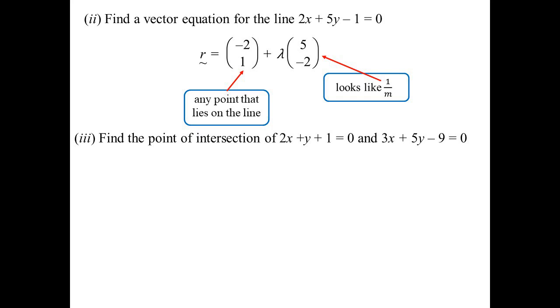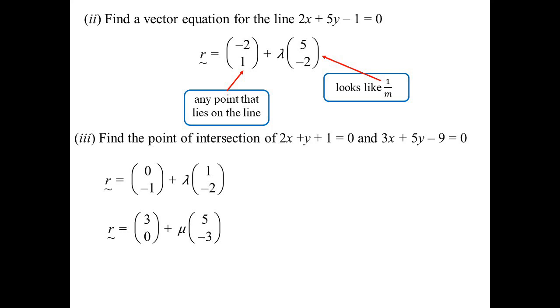Okay, so now we've got another way of finding the point of intersection of two lines. We can use vectors. So my first one would be, again, I can pick any point on the line. I'm going to make life easy for myself. I've chosen the y-intercept, so (0, -1). And then a scalar multiple of the direction vector, so (1, -2). The second line would be, I've chosen the x-intercept this time, (3, 0), plus, now I can't guarantee it's going to be the same scalar multiple, so I need a different symbol. I've just used mu instead of lambda for this one. And the direction vector, (5, -3).